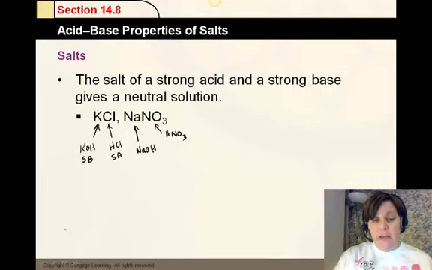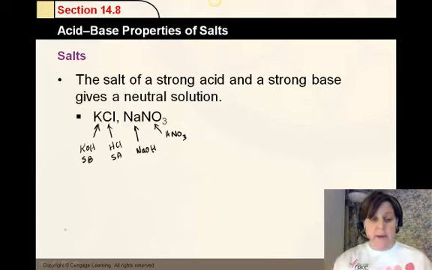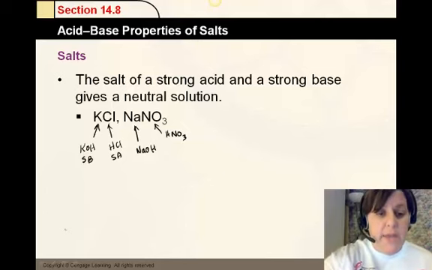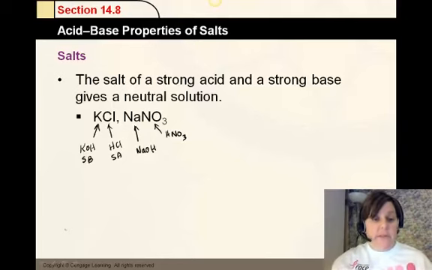The positive ion of the salt always comes from the base, and the negative comes from the acid. I almost think about it like the parents to the salt. In other words, with NaNO3 as the child, NaOH is, let's say, the mother, and HNO3 is the father. And so if both of the parents that produced it were strong acids and bases, then this salt will be neutral.